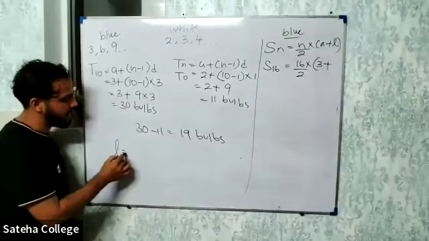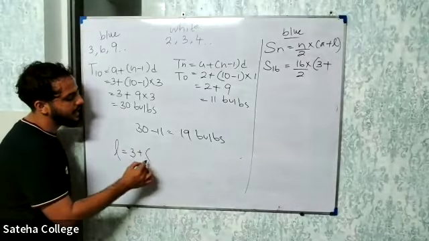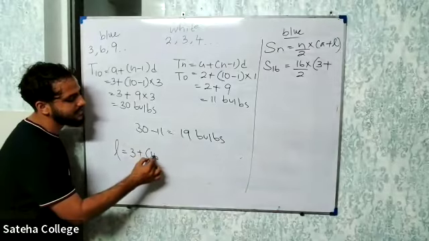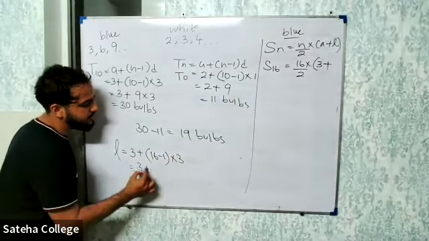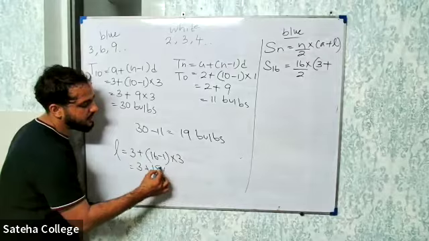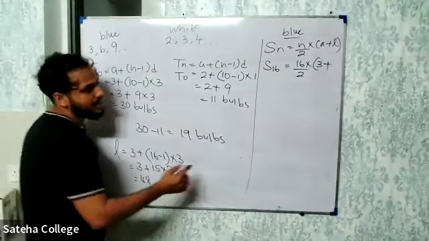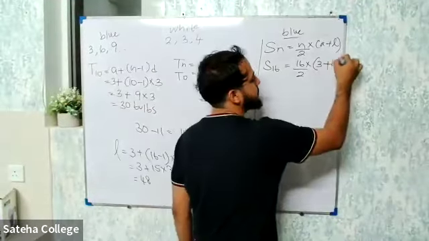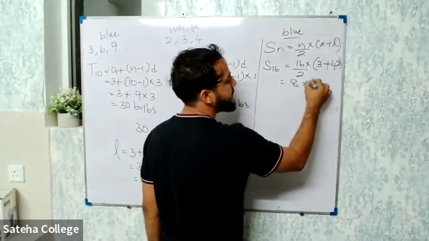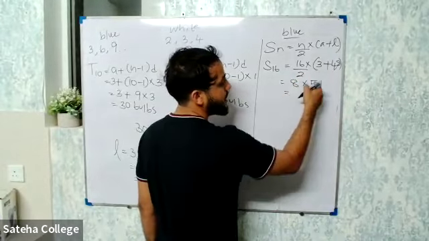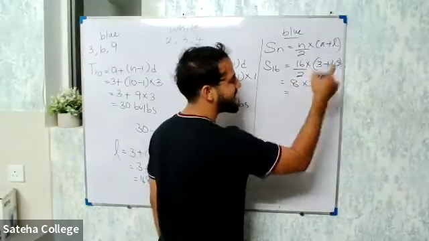Last term for the blue color: a plus l, where l is equal to 3 plus (n minus 1) d. n is 16, the last term is the 16th term, 16 minus 1. The common difference is also 3. So 3 plus 16 minus 1 is 15. 15 into 3 is 45 plus 3, 48. So the last term here is equal to 48. 16 divided by 2 is 8. 8 into 3 plus 48, that is 51. 51 into 8: 50 into 8, 400. 8 into 1 is 8.